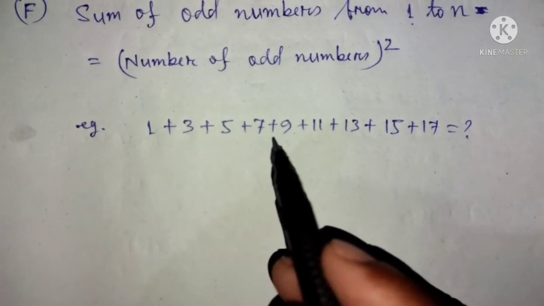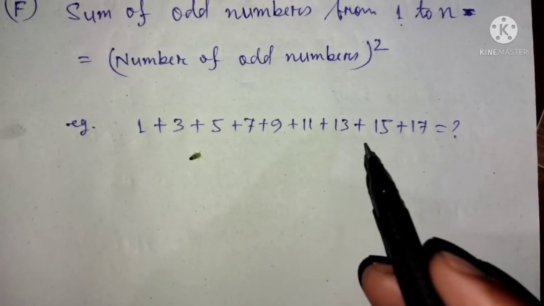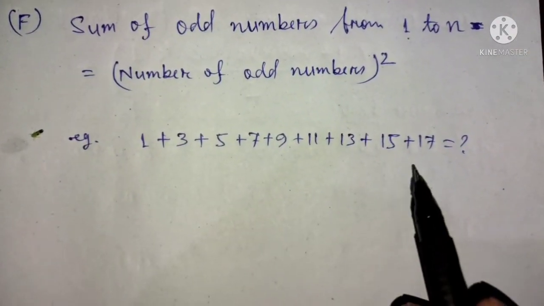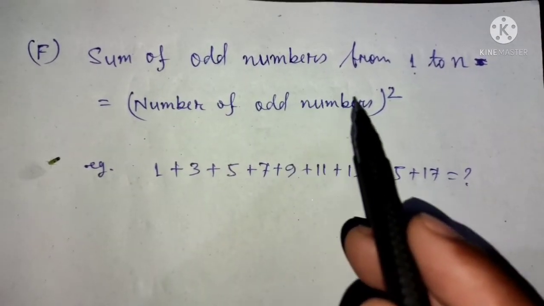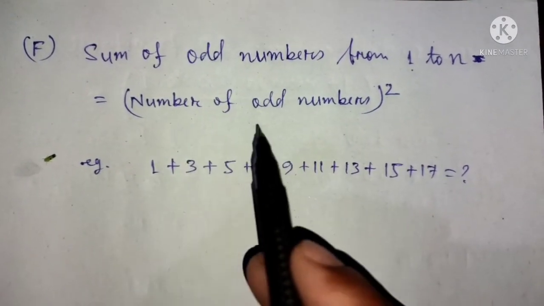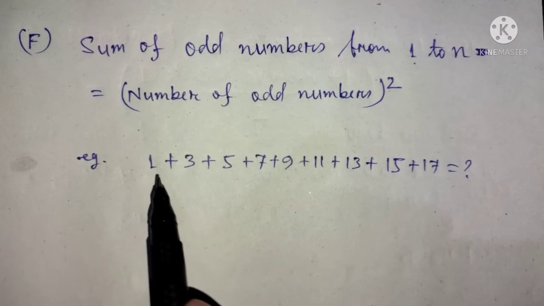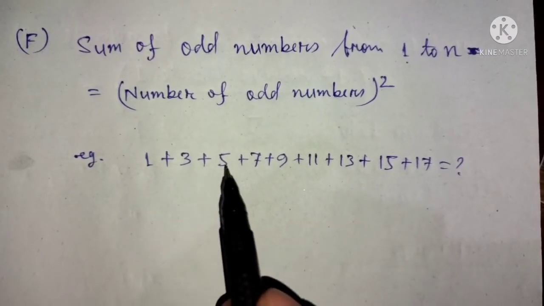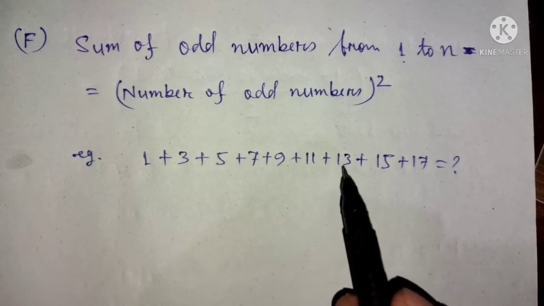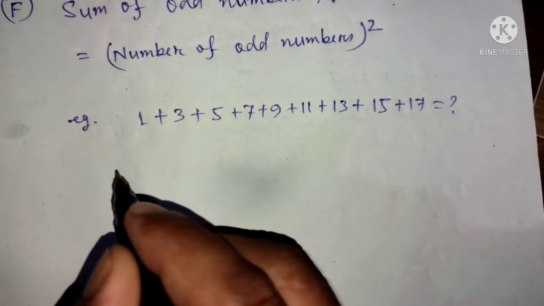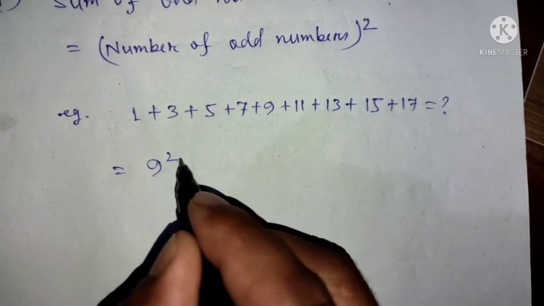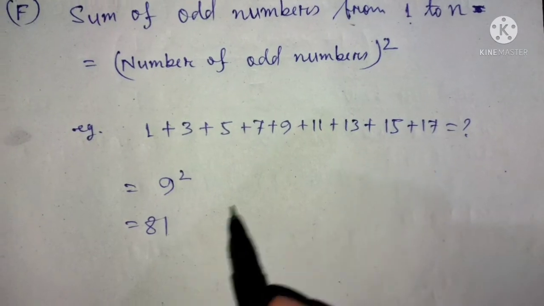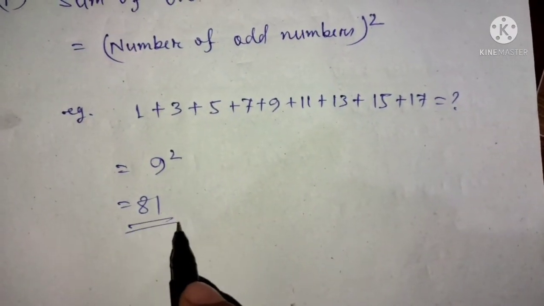If you calculate directly, then also you get the answer, but it will consume much time. Instead of this, we can use another idea, which we have already written here: the number of odd numbers, whole square. So you count the odd numbers which are in consecutive form: 1, 2, 3, 4, 5, 6, 7, 8, 9. So this answer will be 9 square, that means 81. So the sum of all these numbers is equal to 81. So we get this easily.